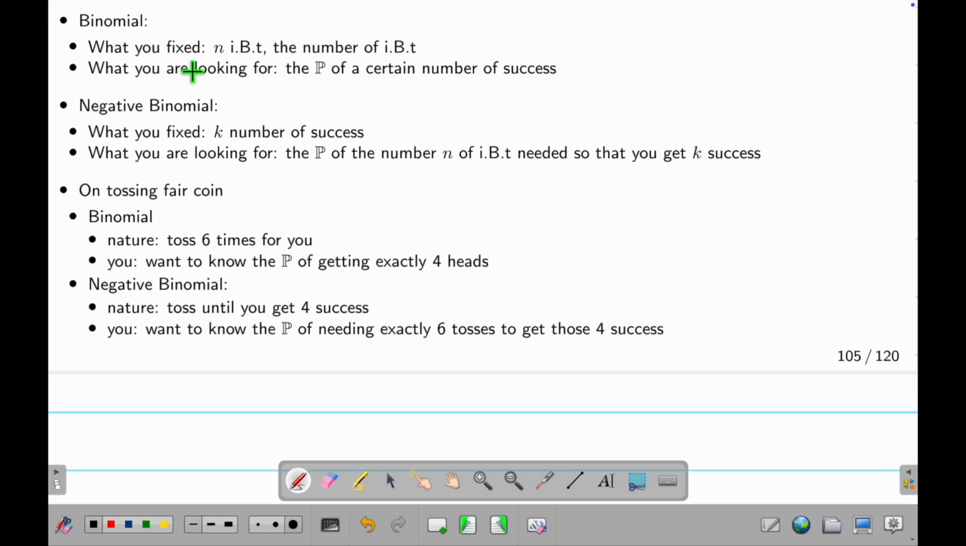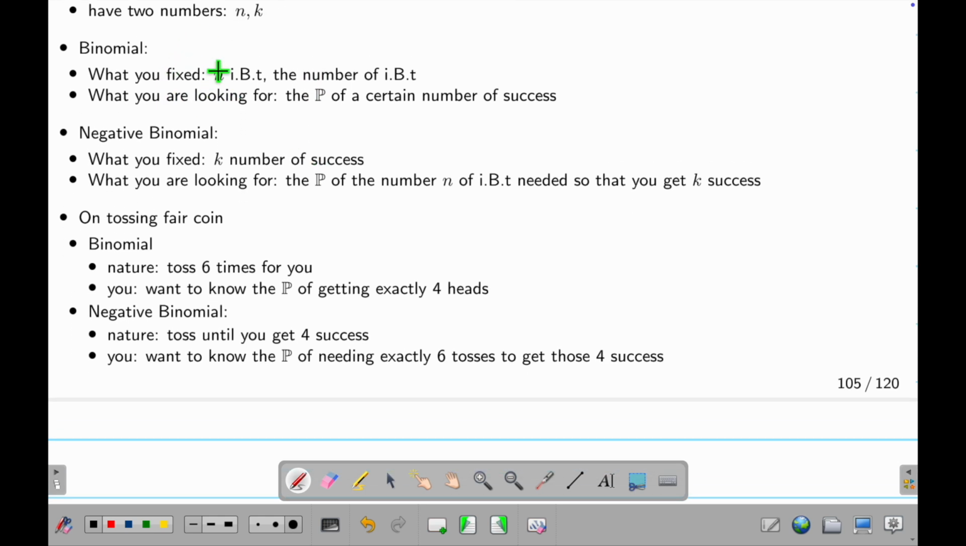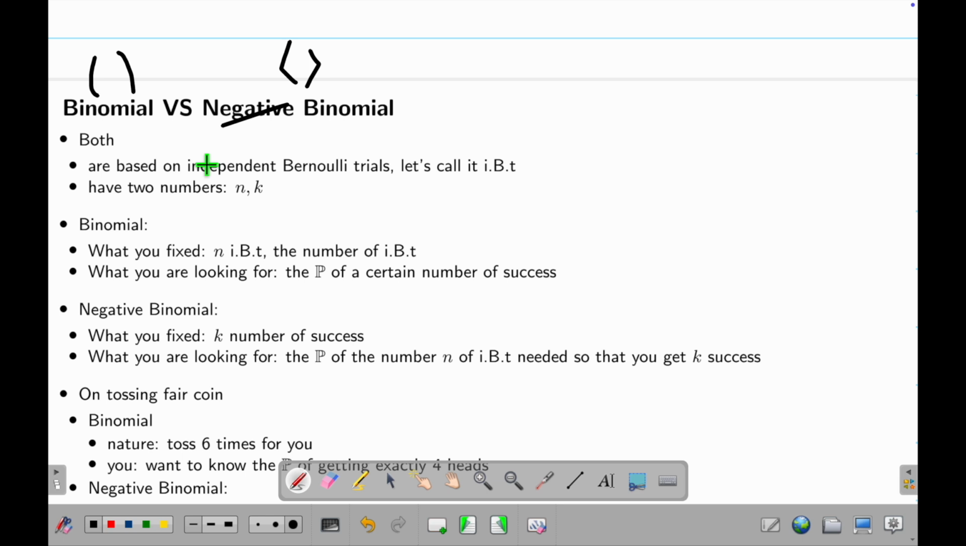Binomial is where you fix n. That means I start with 10 flips. This 10 is given. I know 10. And I want to look for the probability of something happening. So suppose I flip 10 coins. This 10 I know already. And I want to know, if I flip 10 coins, what's the probability I get 7 successes? So I'm asking the question, what's the probability of 7 successes?